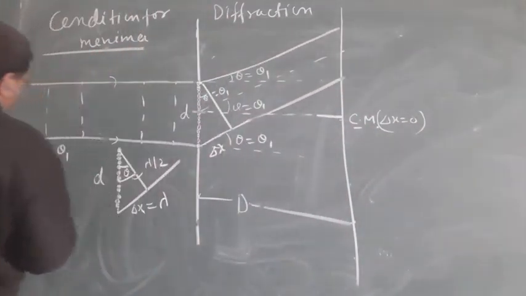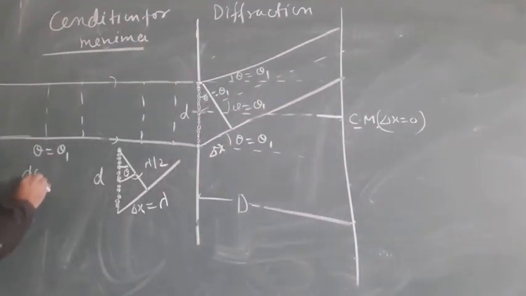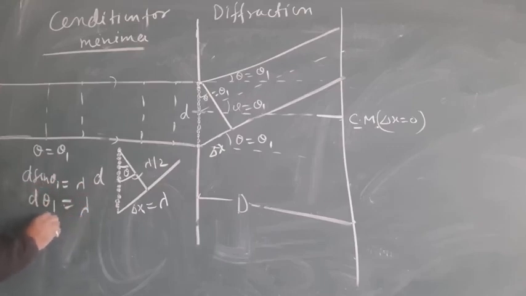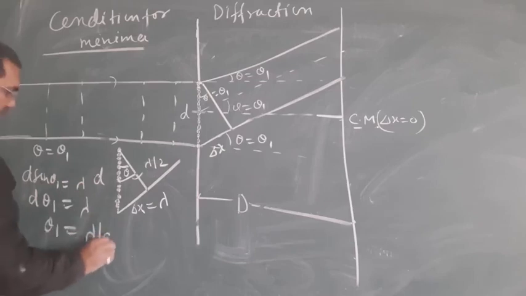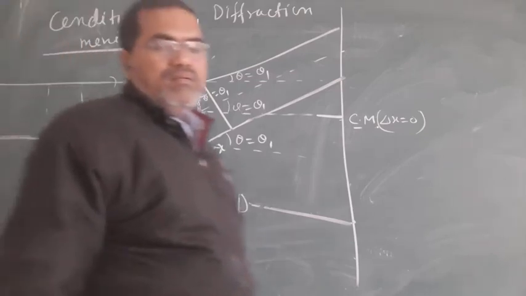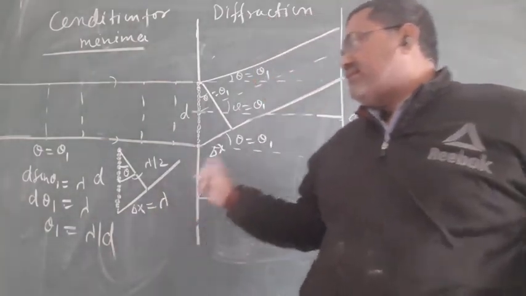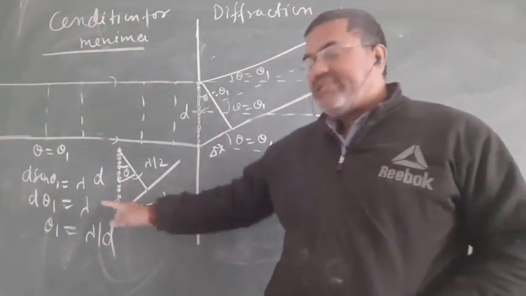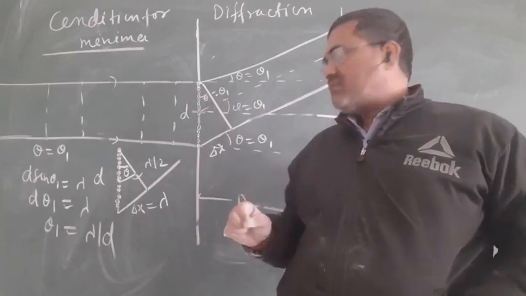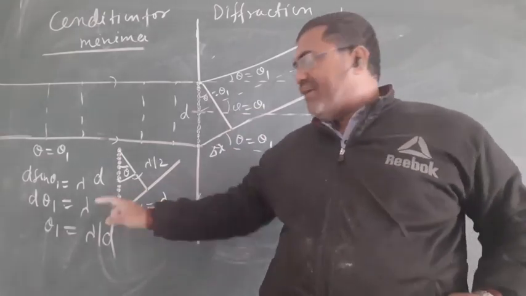So the path difference is d sin theta 1 equal to lambda, and theta 1 is very small, so you can write d theta 1 equal to lambda. So theta 1 equal to lambda by d. Because theta is very small, sin theta is considered as theta. So this is the first position of minima, the angular position.